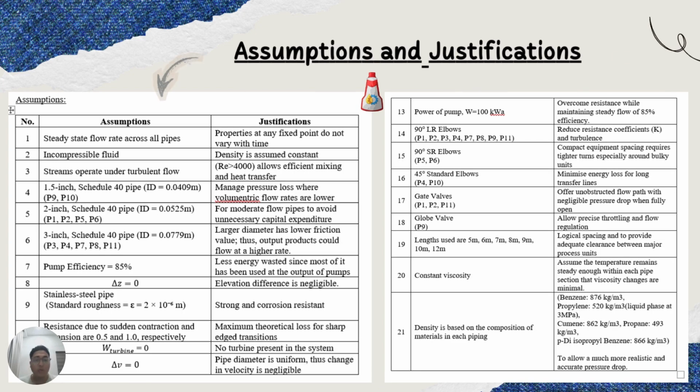regulation. To ensure our calculations were both realistic and accurate, we made several key engineering assumptions. For example, we treated all liquids as incompressible and our pumps operate at 85% efficiency. Besides that, we assumed negligible changes in elevation and velocity within each pipe section. And finally, our densities are calculated based on the specific material composition in each pipe. For example, 862 kg per meter cube for pure cumin to provide the most accurate pressure drop modeling possible.